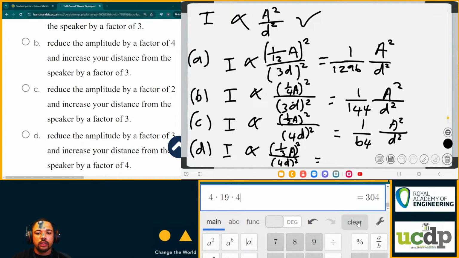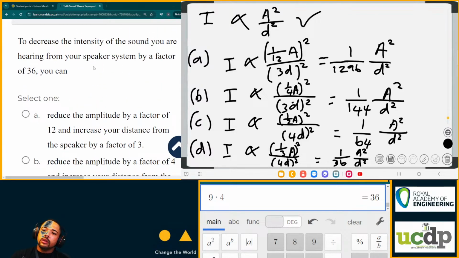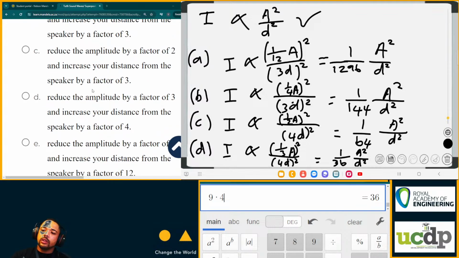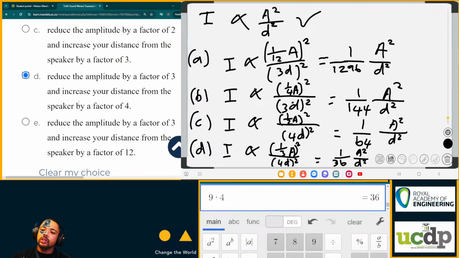So the answer is 1/36 of the original amplitude over d squared. To decrease the intensity by a factor of 36, you need to reduce the amplitude by a factor of 3 and increase your distance by a factor of 4.